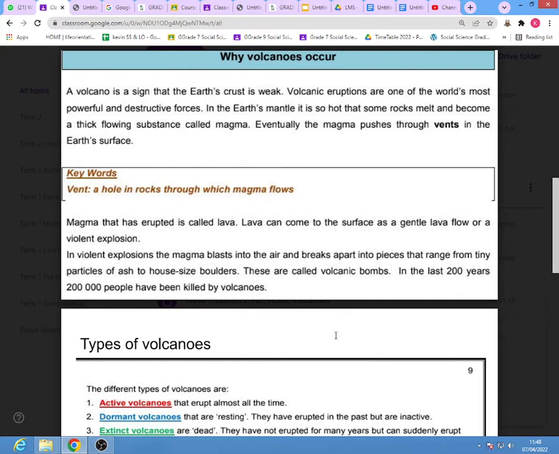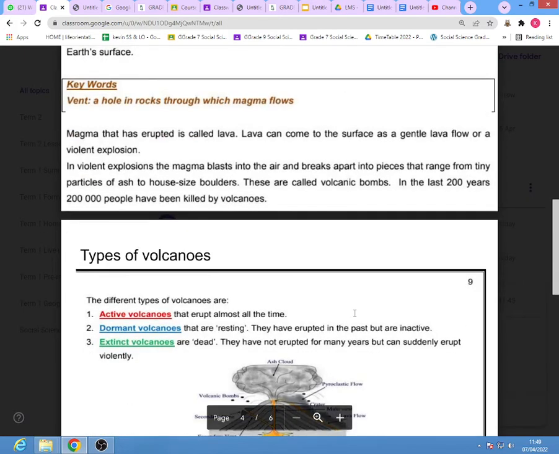In a violent explosion, the magma blasts into the air and breaks apart into pieces that range from tiny particles of ash to house-sized boulders. So you can see how big that boulder is, if it's up to the size of your house. That is why sometimes volcanoes can cause very massive destruction, and we call them volcanic bombs. In the last 200 years, 200,000 people have been killed by volcanoes.